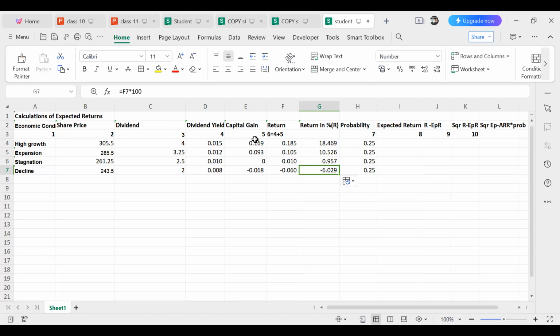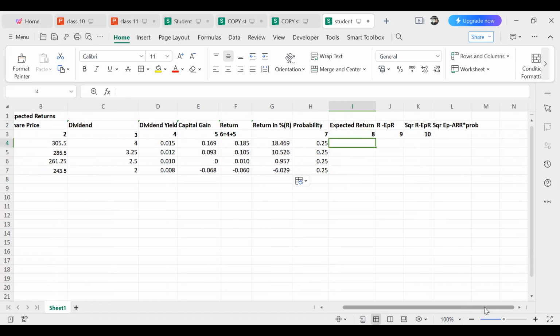Till this column, you already know how to do. Now for expected return, what is the procedure? Simply you multiply it with the probabilities. Here our assumption is every scenario has an equal chance of occurrence, so you simply multiply the return with the probability. It is your 18.469 into the probability 0.25. Enter, drag it to get the value for each year. Got it? Yes, ma'am. Then calculate the expected rate of return. Expected rate of return is how much?